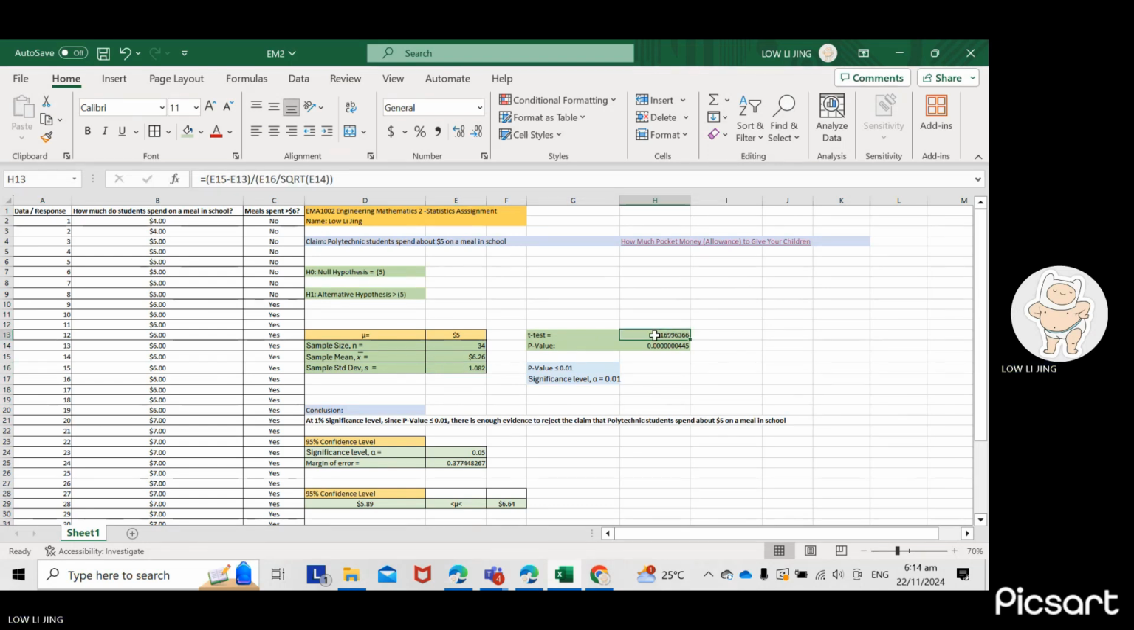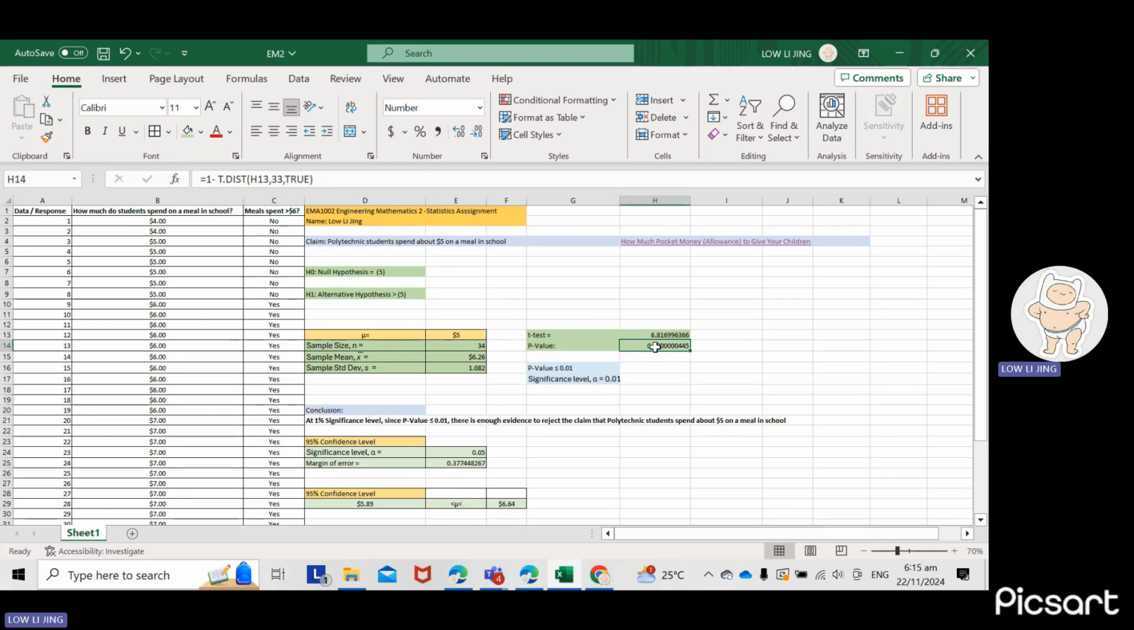1.082. I then work out the t-test value using sample mean minus nu divided by sample standard deviation over square root of sample size, giving me the answer of this. And for the p-value, since I believe it is a one-tail test, I will be using this formula: 1 minus T.DIST, using the t-test value, comma 33, comma TRUE, giving me the answer of this.